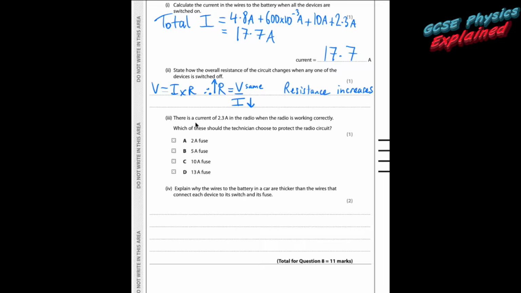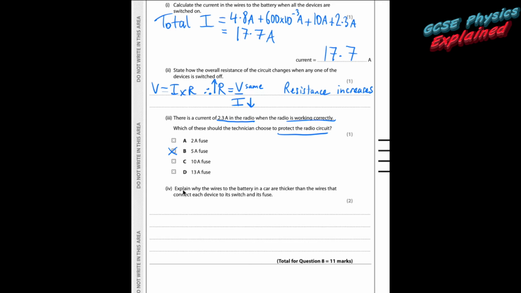Part 3. There is a current of 2.3 amps in the radio when the radio is working correctly. Which of these should the technician choose to protect the radio circuit? Right, you always choose a fuse that is slightly higher than the normal operating current. So the normal operating current, when working correctly, is 2.3. So we need to go higher than 2.3, but not too high. So the next one up from 2.3 is the 5 amp fuse. So we'll use that one.